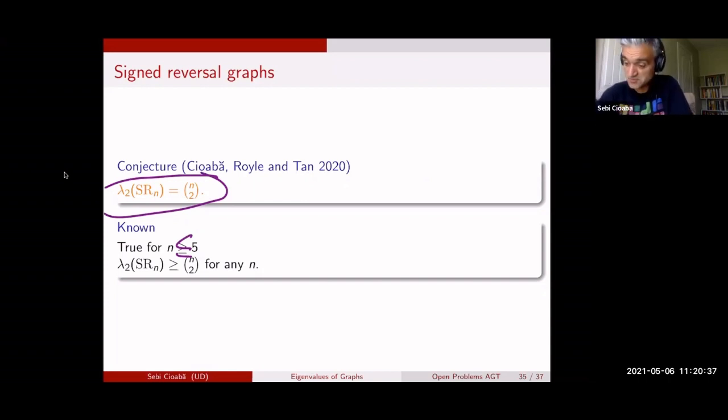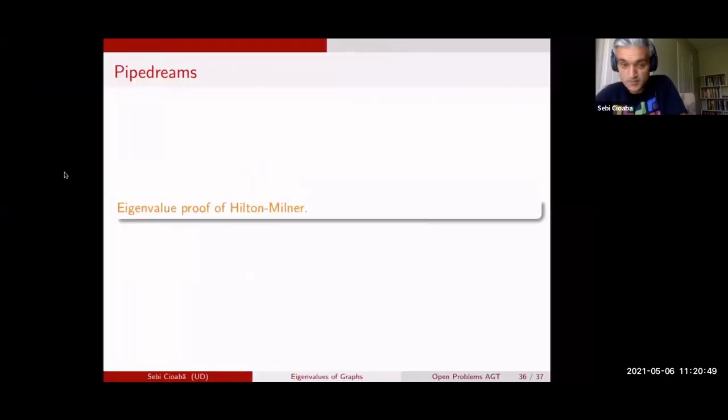That's again a problem. Okay, so in the previous talk, we had a speaker talking about pipe dreams. So I'll tell you one pipe dream, which is unrelated to all this stuff. This is an eigenvalue proof of the Hilton–Milner theorem, since this is on Erdős–Ko–Rado and so on. That would be a nice result. It's not mine. I assume many people have thought about it. That would be quite nice.